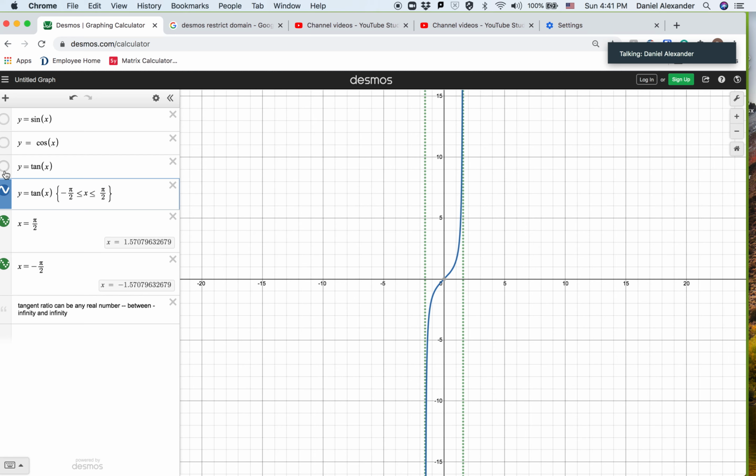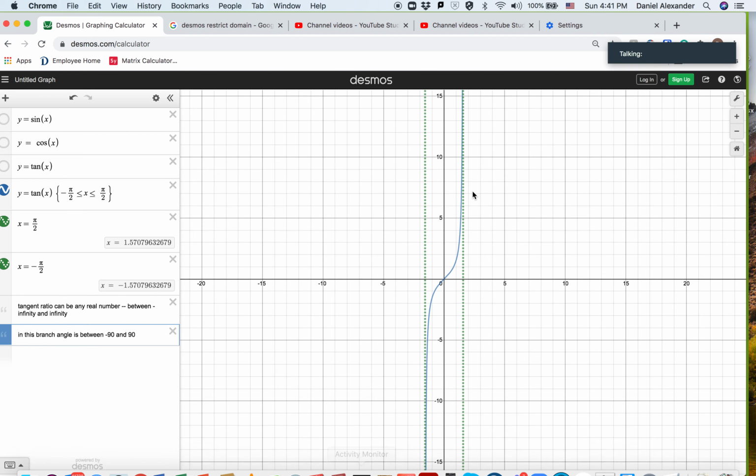And so we're going to flip that over. I'm just going to note here, and we'll go back to the paper and write this down in a second, that tangent ratios can be any real number between infinity and minus infinity. And in this branch, the angle is between negative 90 degrees, or minus pi over 2, and 90 degrees. So we're going to go back and do our work.